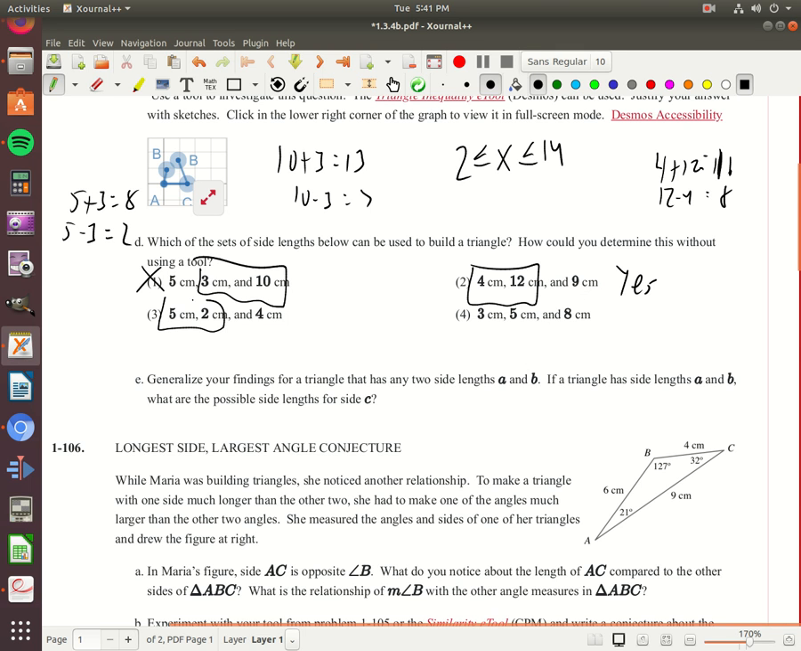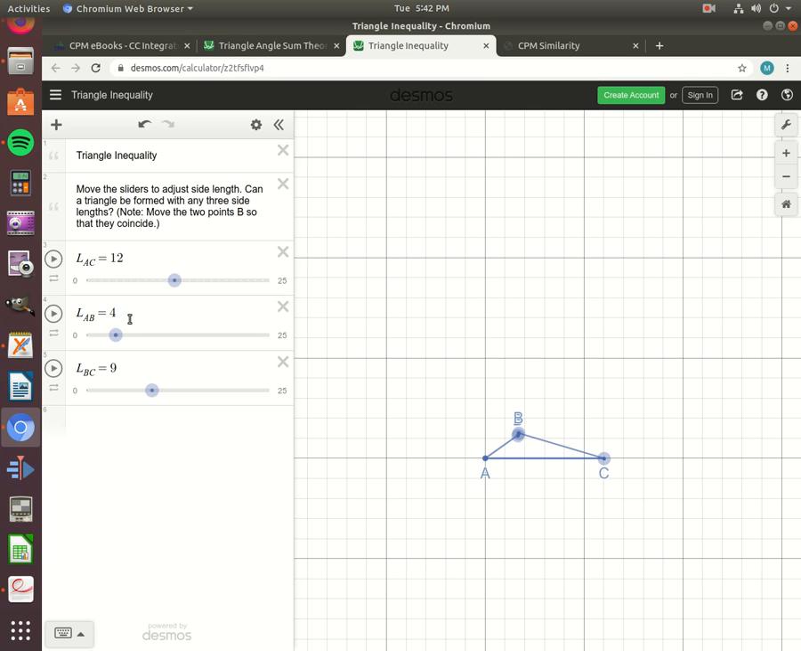What about this one? 5 plus 2 is 7. 5 minus 2 is 3. 4 falls between this. So yeah, I'll say this would be a triangle. 4 falls between 3 and 7. So a 5, 2, 4 triangle should close no problem. So we'll make this one 5, we'll make this one 2, and we should be able to get this thing to close. And there you go. 5, 2, 4 triangle makes a lot of sense.